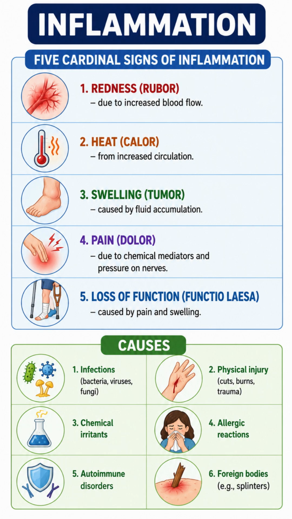The third sign is swelling, also called tumor, which is caused by the accumulation of fluid. The fourth sign is pain, also called dolor, which is caused by inflammatory chemical mediators and pressure on nerve endings. The fifth sign is loss of function, also called functiolasa, which occurs because of pain and swelling.